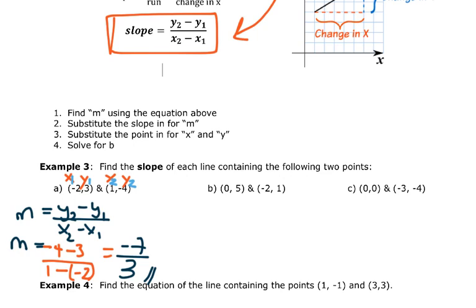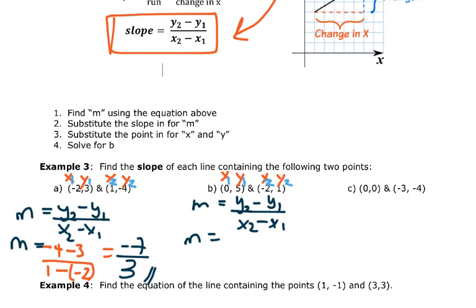So let's do the second one. In example number 3, it says find the slope of each line. And here are our points right here. So let's do it. Let's call them x and y. And let's call the first point 1 and the second point 2. And we'll write out the equation. Our slope is equal to y2 minus y1 over x2 minus x1. And I'll always give you this equation, so don't worry about memorizing it.